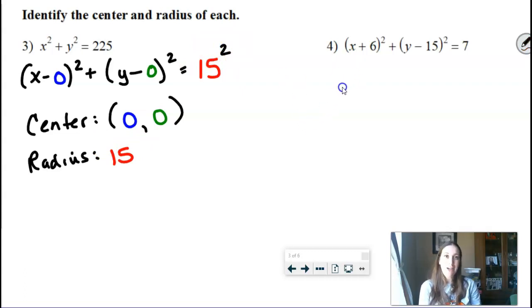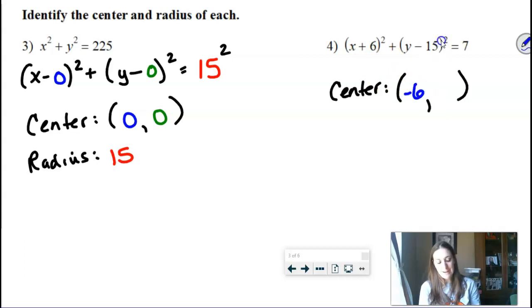All right, this next time I'm not going to rewrite it. We're just going to go off of pattern. The center is located at negative 6, built-in negative, positive 15.